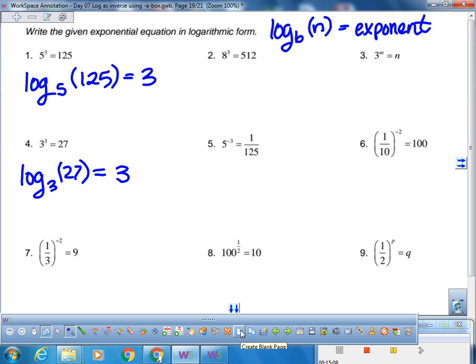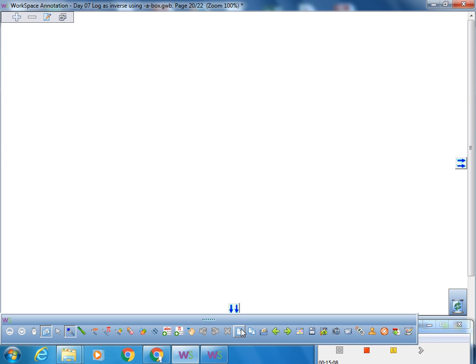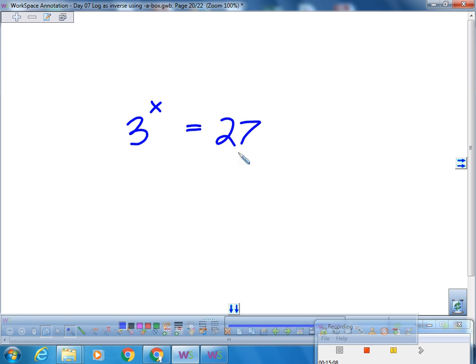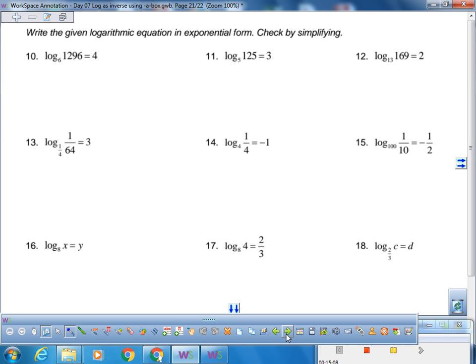So if I have something like this, if I have 3 to the x equals 27. 3 to the what makes 27? 3, right? What if I have this? 3 to the what makes 28? Right? You don't know. Make sense? We're going to use logarithms to solve exponents. Okay? All right. I'm running out of time.